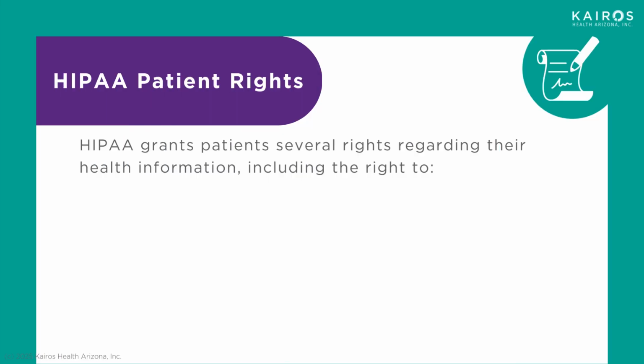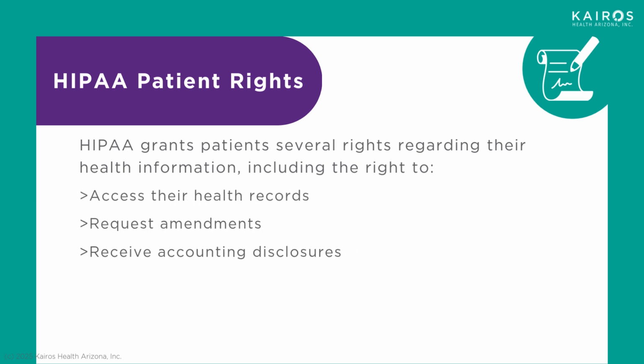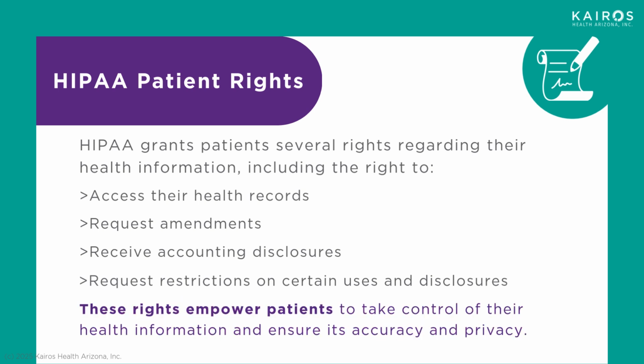HIPAA grants patients several rights regarding their health information, including the right to access their health records, request amendments, receive an accounting of disclosures, and request restrictions on certain uses and disclosures. These rights empower patients to take control of their health information and ensure its accuracy and privacy.